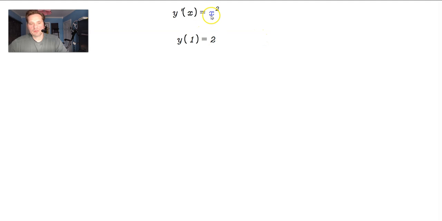Let's solve y prime of x equals x squared and y of 1 equals 2. So we'll do this by using integrals. I'm going to do a definite integral that goes from 1 up to x. And then here you put y prime of x and then ds. And then make this also ds.